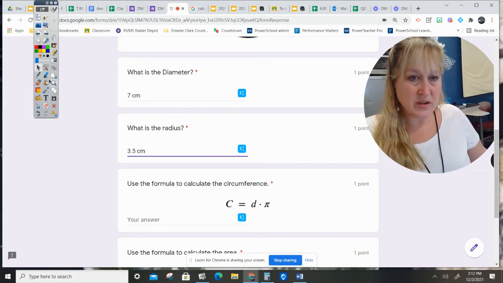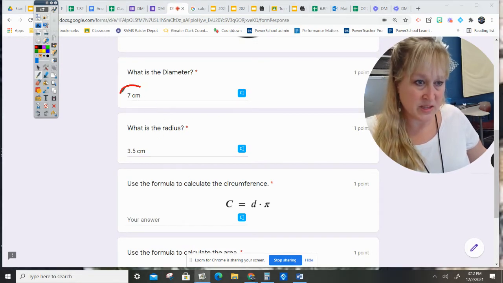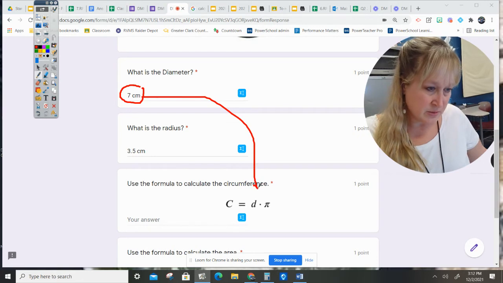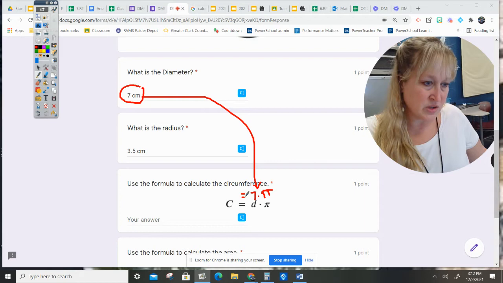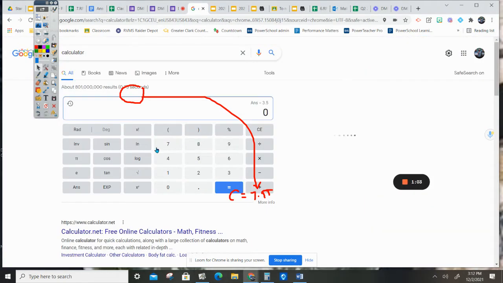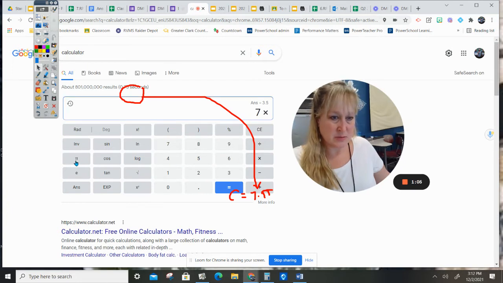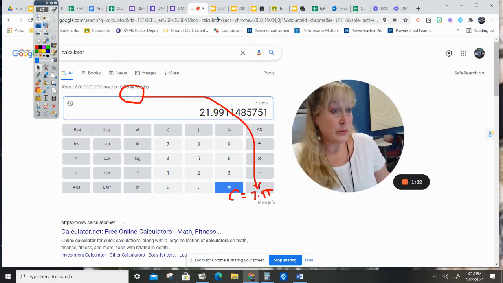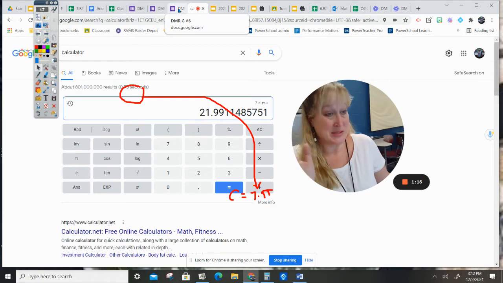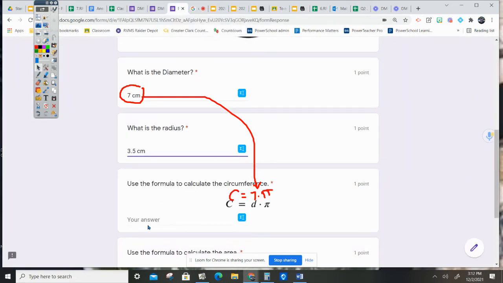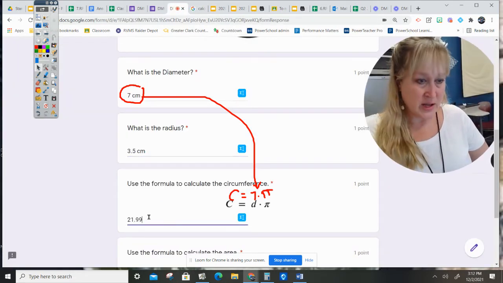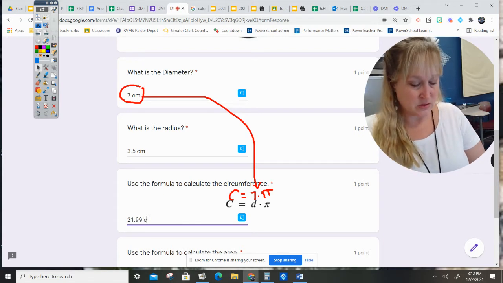We're going to use this formula to calculate the circumference. So I'm going to take the diameter of 7, substitute it in. 7 times pi equals the circumference. I will do 7 times pi equals 21.991. That 1, it's going to stay 21.99. It's really close to 22, but it's not. So 21.99, and this was centimeters, so cm.